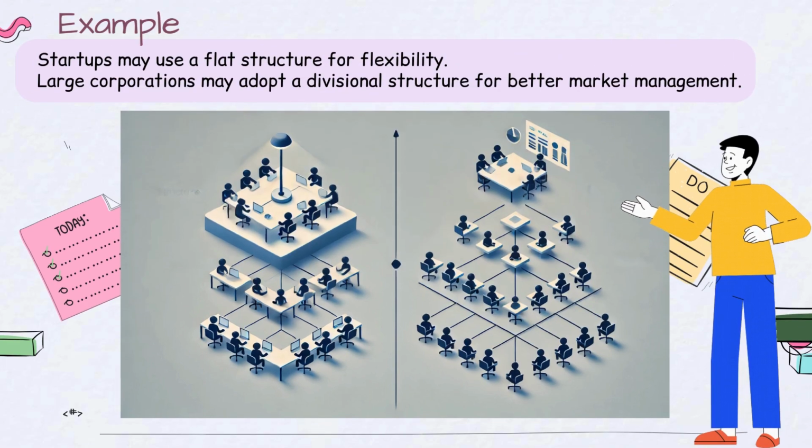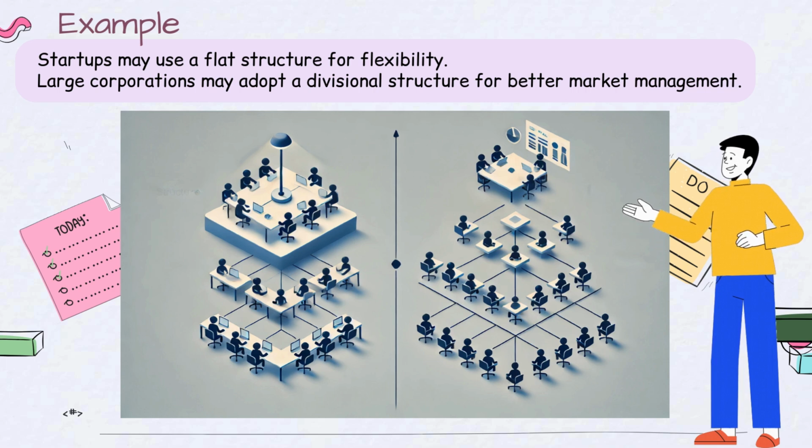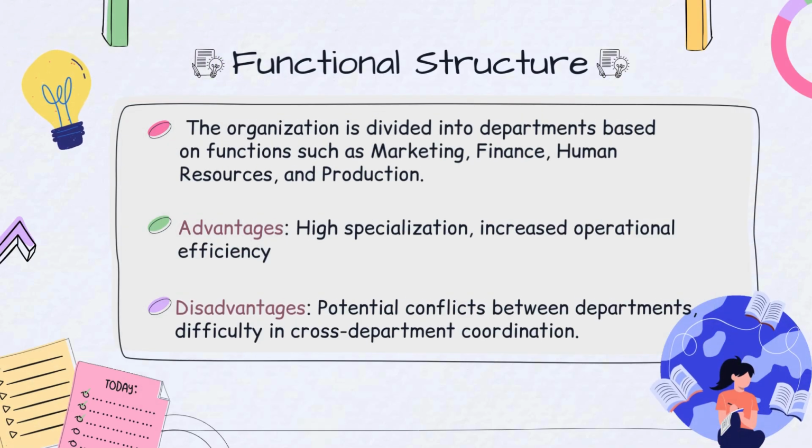This is an example of designing organizational structure. Startups may use a flat structure for flexibility. Large corporations may adopt a divisional structure for better market management. The next content is functional structure.